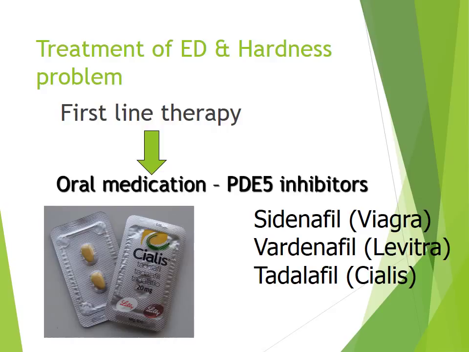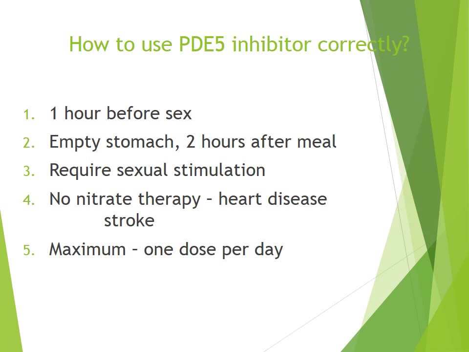Treatment of ED and hardness problem. The first line therapy is oral medications such as Viagra, Levitra, or Cialis. While using a PDE5 inhibitor, it should be used 1 hour before sex. An empty stomach is better, otherwise 2 hours after a meal. It requires sexual stimulation. During nitrate therapy, or with heart disease or stroke, don't use PDE5 inhibitors. Maximum 1 dose per day.